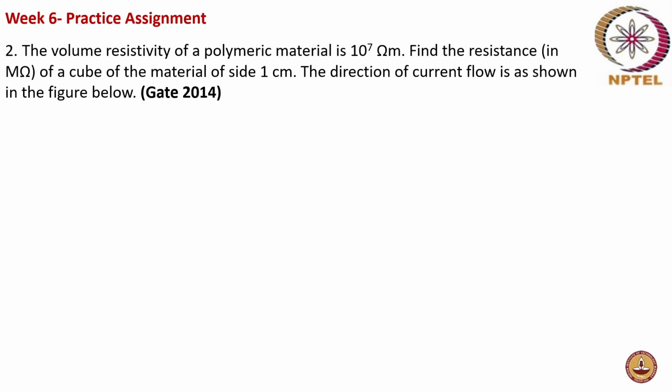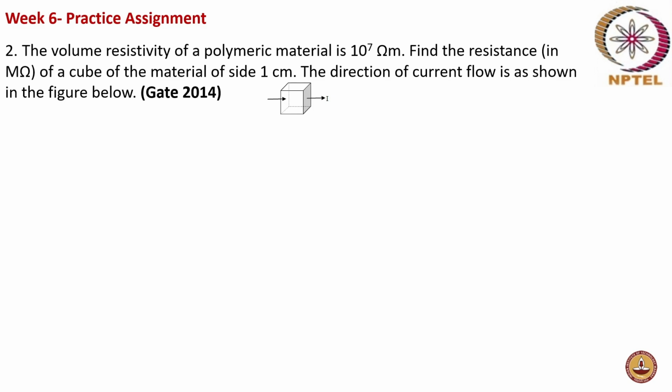The volume resistivity of a polymeric material is 10 power 7 ohm meter. Find the resistance in mega ohms of a cube of a material of side 1 centimeter. The direction of current flow is as shown in the figure below. This is again a GATE 2014 question. They have given the resistivity of a polymeric material and the dimensions. It is a cubic material with a side of 1 centimeter.